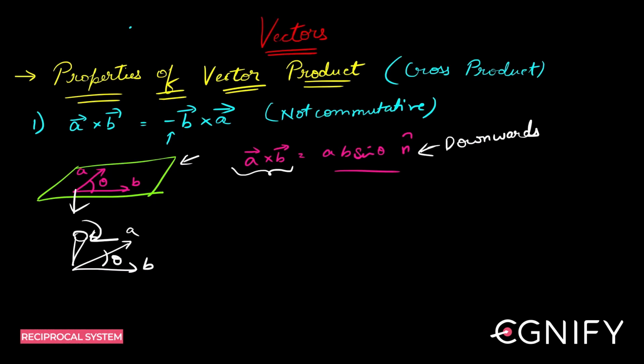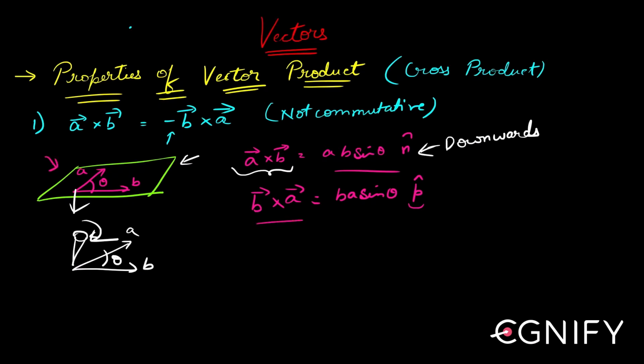Let's look at B cross A now. B cross A will have similar terms. This will have a BA sine theta. There is no change here, but there will be a slight change here. Let the vector along B cross A be P cap. If I have to find the direction of P cap, first of all, P cap has to be perpendicular to this pink plane, because this is also a cross product between A and B. Now the question is whether it's downwards or upwards.